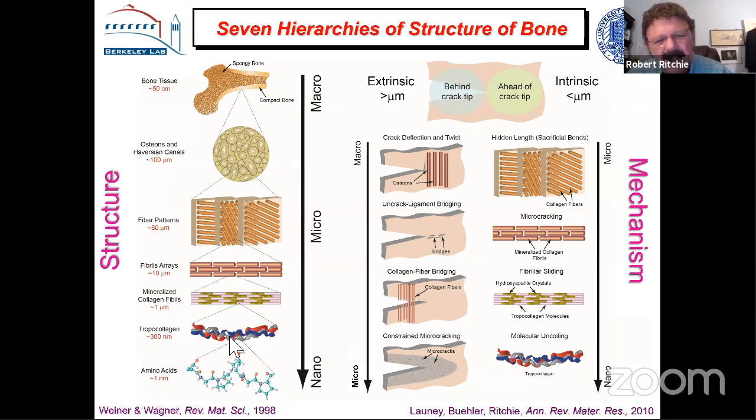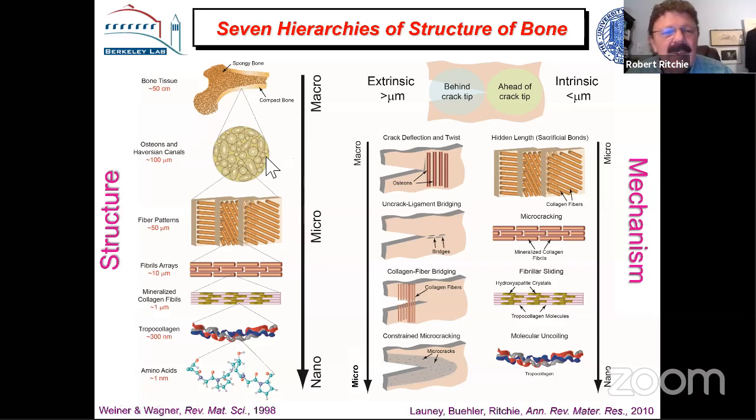At the nanoscale, you're dealing with peptide chains that are twisted to form collagen, and the collagen fibrils are then twisted to form a collagen fiber. These fibrils have mineral deposited on them in a particular spacing, which is actually very useful. So they're mineralized collagen fibrils. And then as you go up from microns to tens of microns, these fibrils are basically twisted to form fibers.